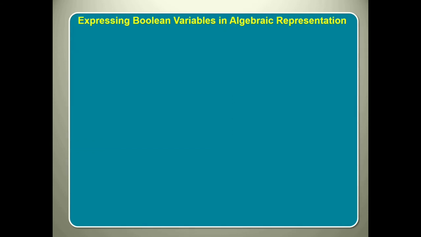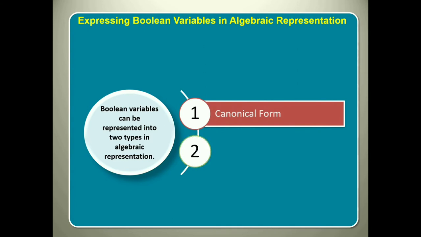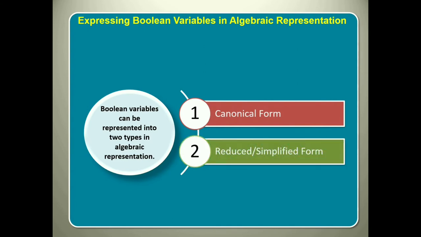Let us now understand how to express Boolean variables in algebraic representation. There are 2 ways of representing variables. They are 1. Canonical form, 2. Reduced or simplified form. Let us look at each of these methods in detail.